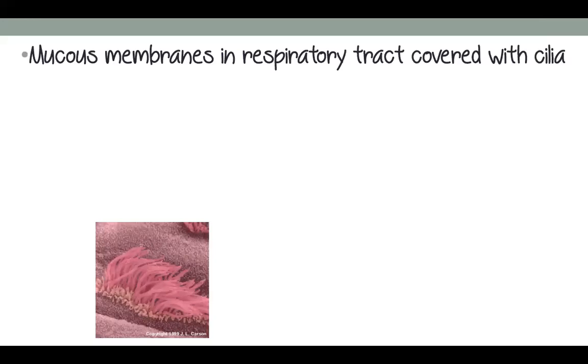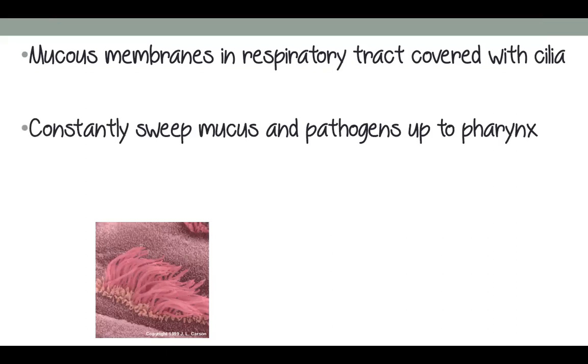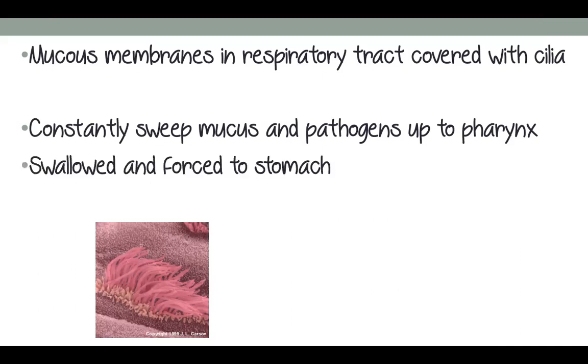Since we just finished the respiratory system, the picture that you see down there is an example of cilia that line the respiratory system. And we have mucous membranes there as well. So cilia help to trap particles. And like I said, the mucous membranes are there to trap as well. So the cilia constantly sweep the mucus and the pathogens up towards the pharynx, which is the area at the back of the throat. And so, like I said, that's swallowed and forced to the stomach and destroyed by the stomach acid there. So we've got skin and we've got mucous membranes.